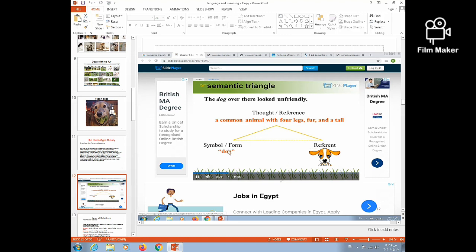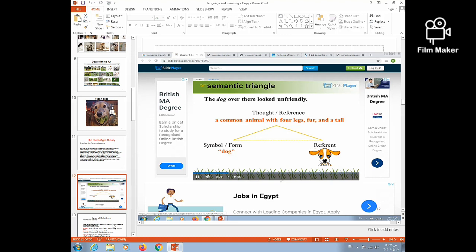So the word, look at the direction, revives in my memory a mental copy for the animal dog. Here I match between the mental copy and the reference, the animal or the dog, when I see it in reality. If I find that what I have matches what I see in reality, I realize instantly that what I see is a dog and not a cat. This is what we call a semantic triangle. And therefore, we have a relationship between the referent, the animal in reality, and the symbol or the word, which is dog. You understand?